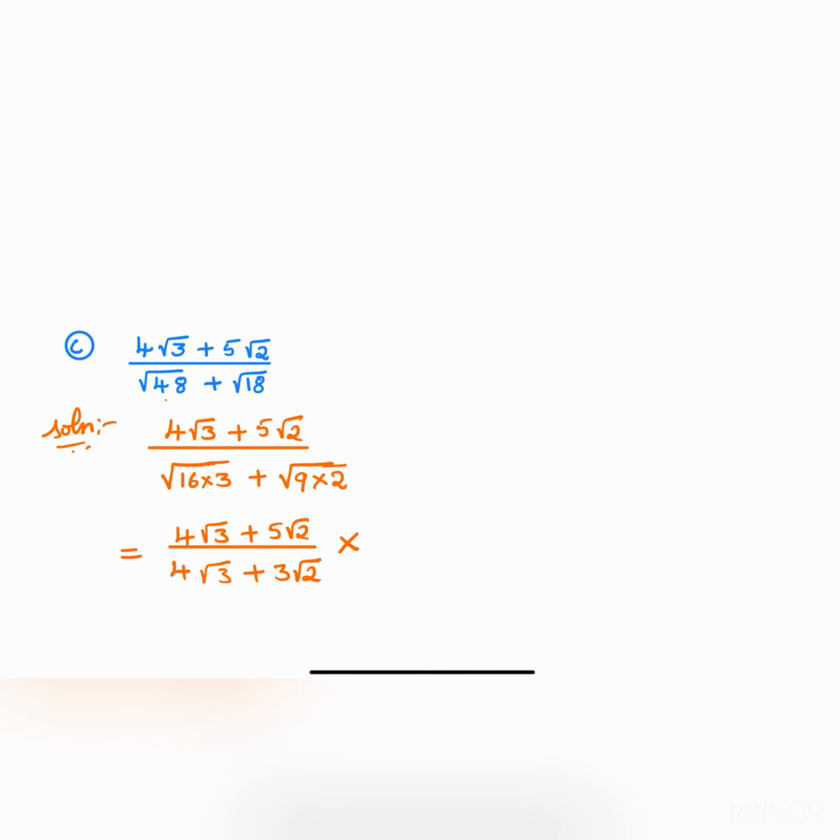Now we have to rationalize the denominator. If we rationalize the denominator, we are going to multiply by 4 root 3 minus 3 root 2 divided by 4 root 3 minus 3 root 2.